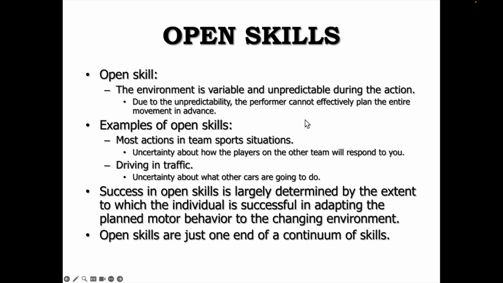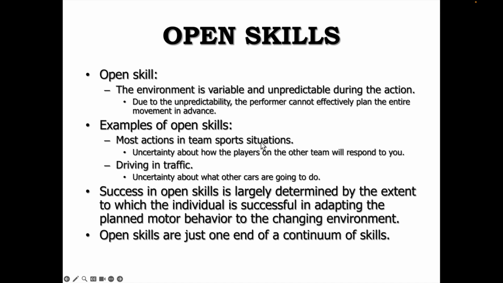Now with skills here, we typically have 2 different categories, open versus closed. And an open skill, the environment that the skill is being performed in is variable and unpredictable during the action. So therefore, due to the unpredictability, we cannot effectively plan the entire movement in advance. Here are a couple examples of open skills.